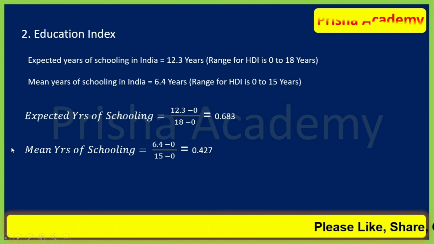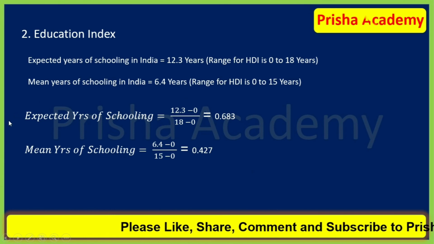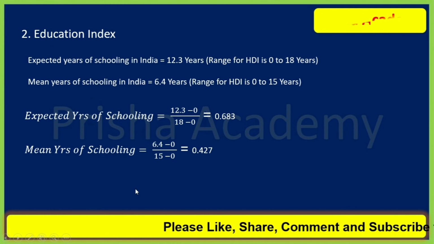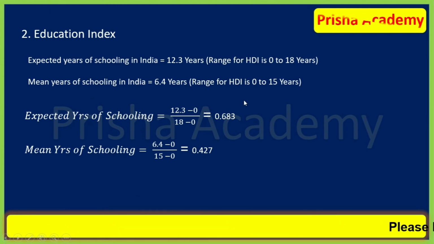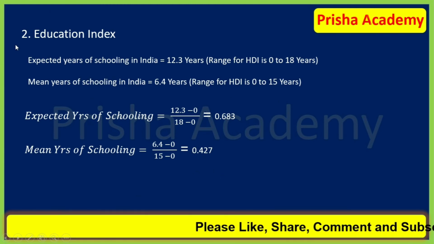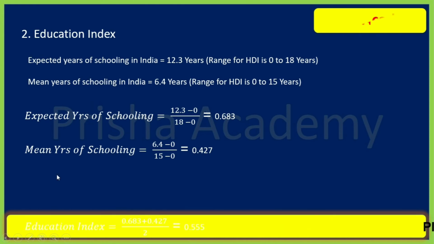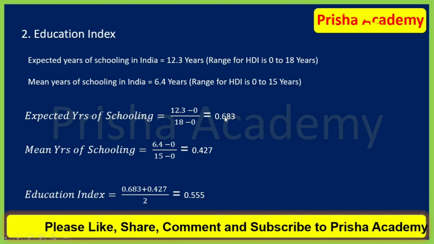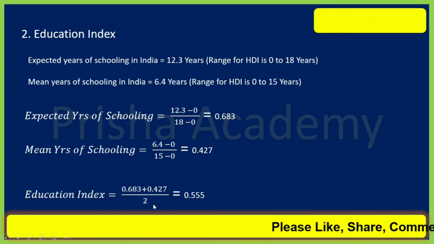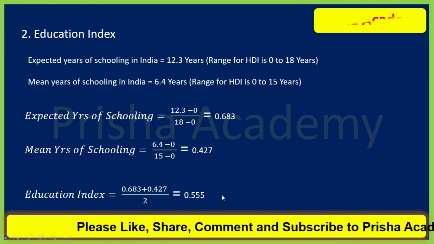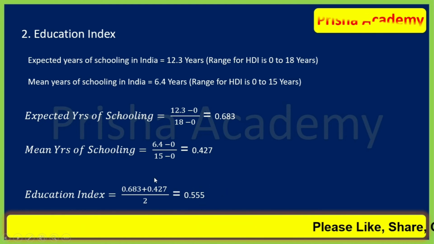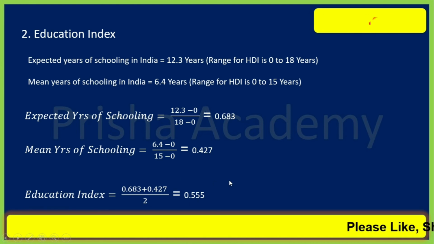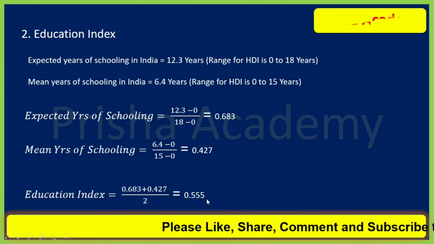Now we have two scores here, and we have to arrive at one score. So what we will do is take a simple average of these two scores, and we will arrive at the education index. So the education index is 0.683 plus 0.427 divided by 2, so the average will be 0.555. So our second index which we have received, the education index, is 0.555.